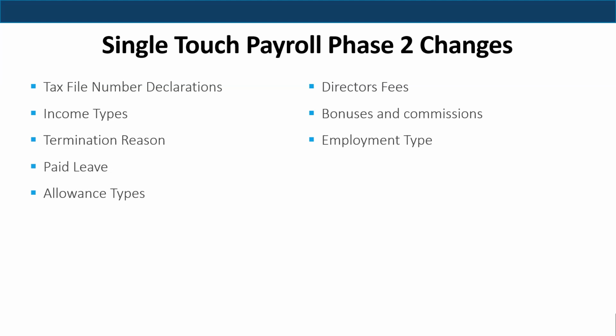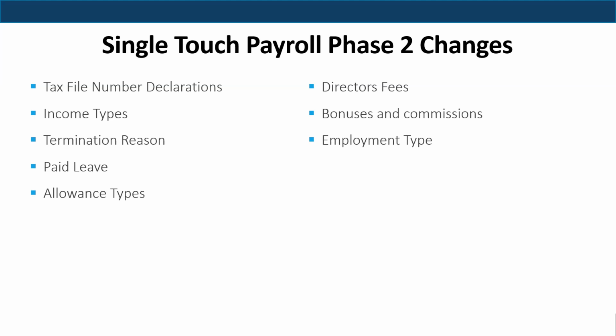Now, with STP Phase 2, this is incorporated through that reporting, and it eliminates the need to submit the tax file number declaration form to the ATO as a separate process. It would now be submitted directly through STP software.